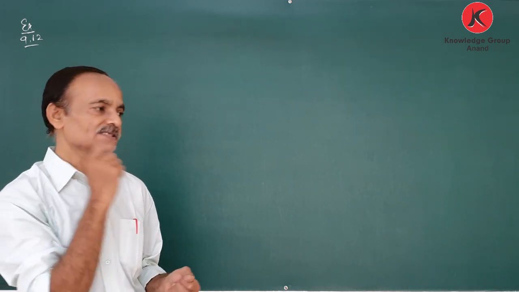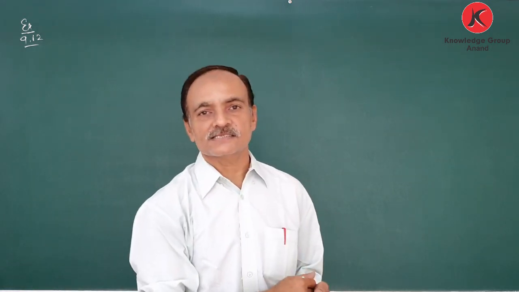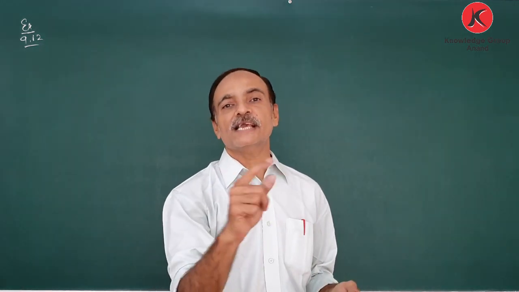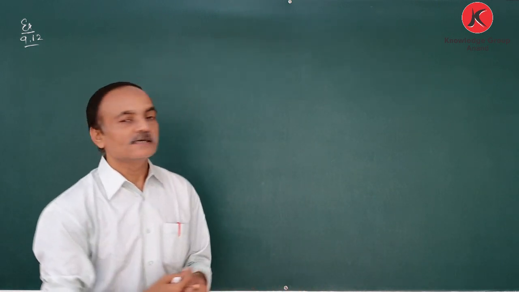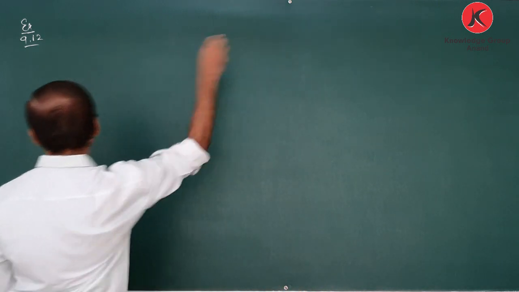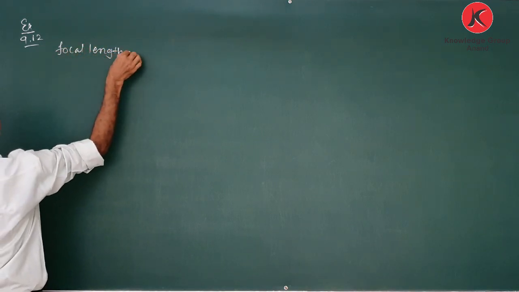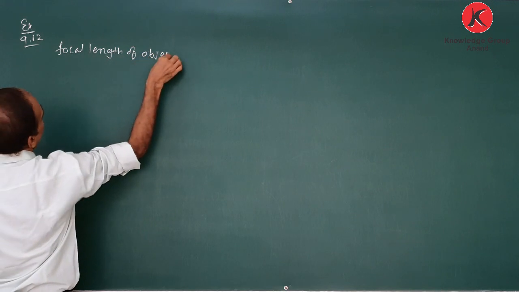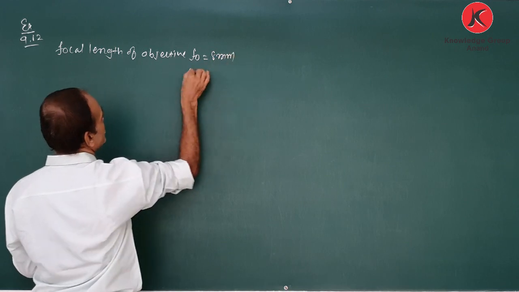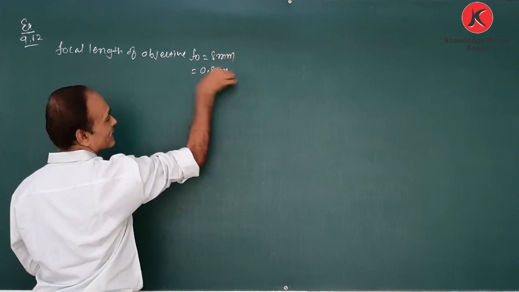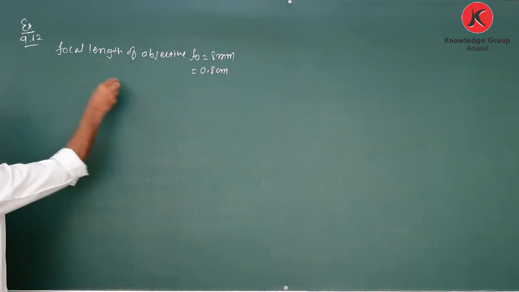Now the question is that a man with near point distance 25 centimeter is using a compound microscope with objective of focal length 8 millimeter. That means the focal length of the objective F0 is 8 millimeter, that means 0.8 centimeter, and an eyepiece with focal length 2.5 centimeter.